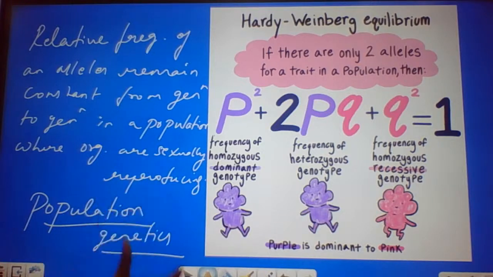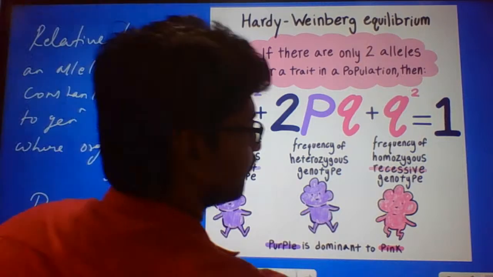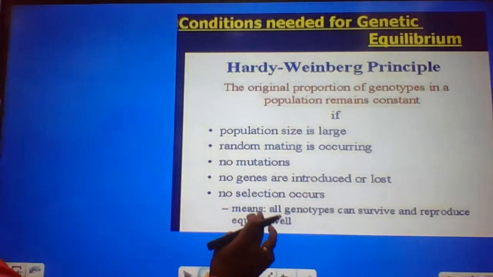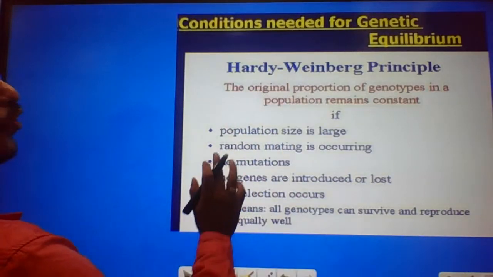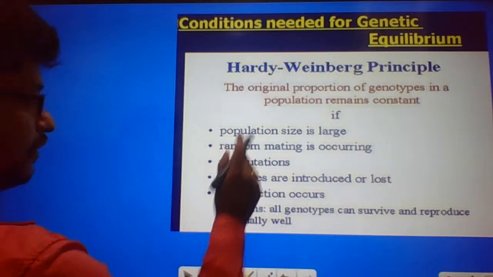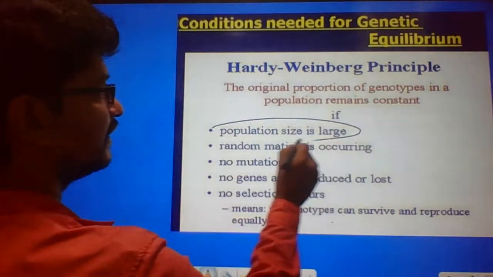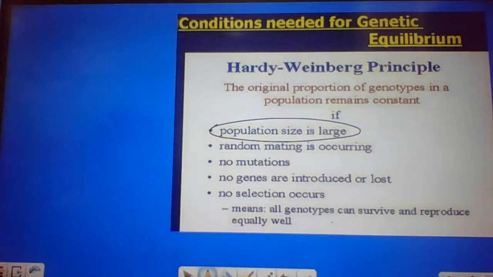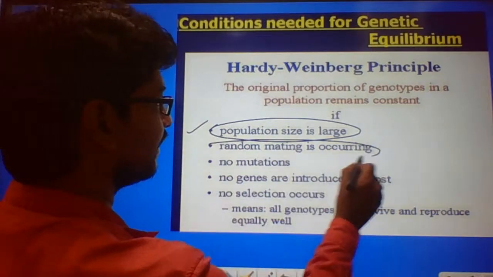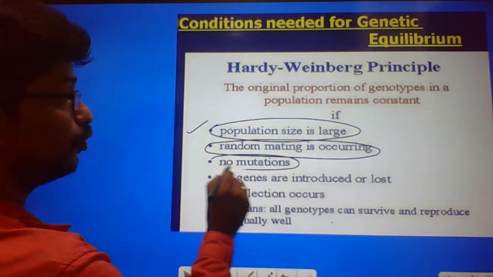What are the criteria that you need to consider for the Hardy-Weinberg principle? This is the genetic equilibrium we're talking about. The scenario is that the population size is large. When you start doing Hardy-Weinberg, the conditions are: population size must be large, random mating is occurring, no mutation.